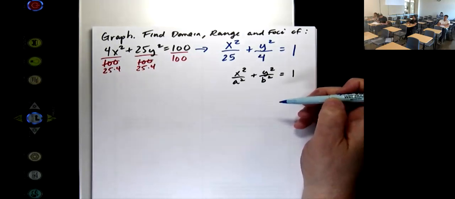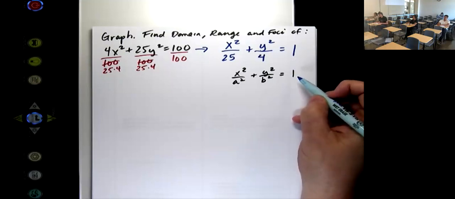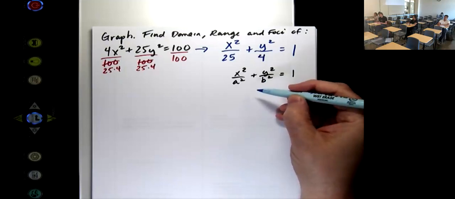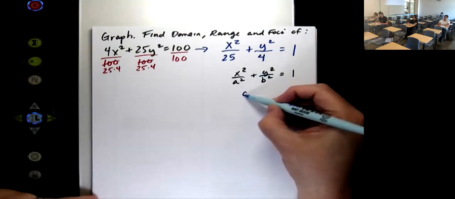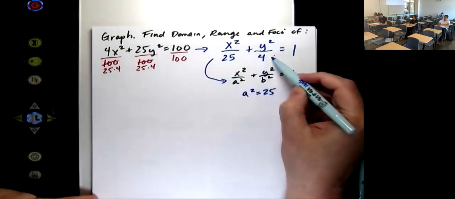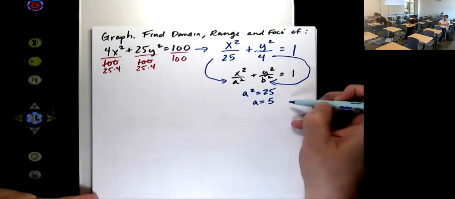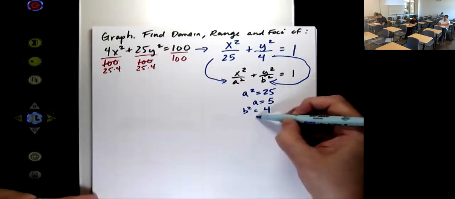Let's go back a step. What does that tell me about a squared? If I want these two equations to look the same, what does a squared have to be? A squared has to be 25. These two have to match up, and those two have to match up. A squared equals 25, so A equals 5. And B squared is 4, so B has to equal 2.